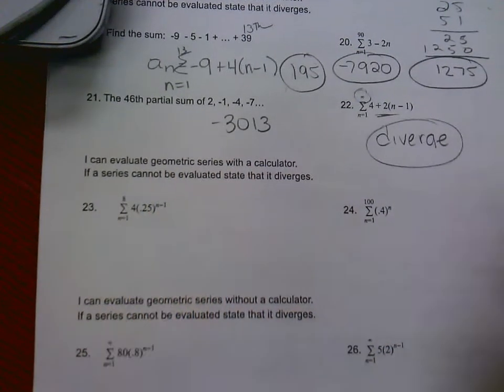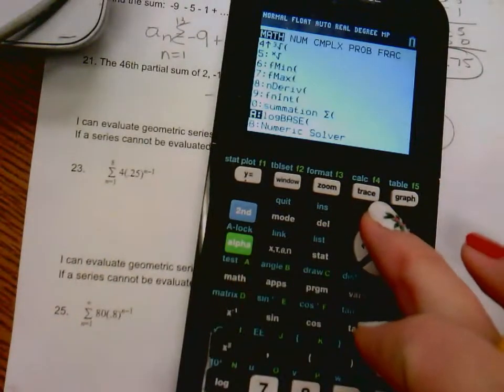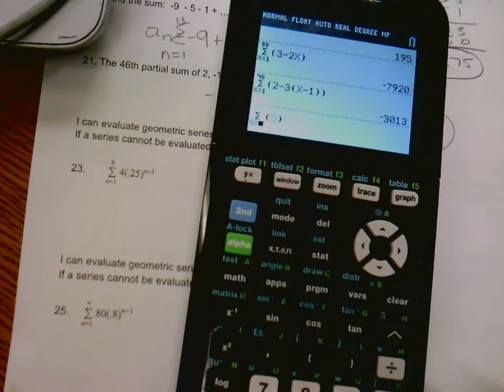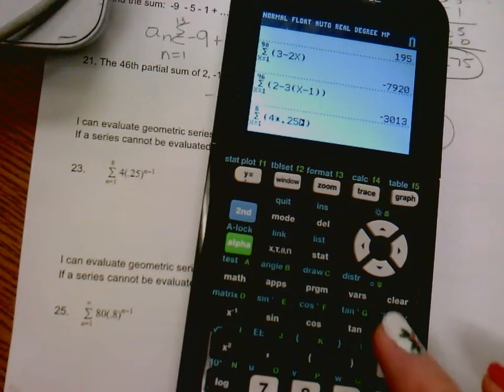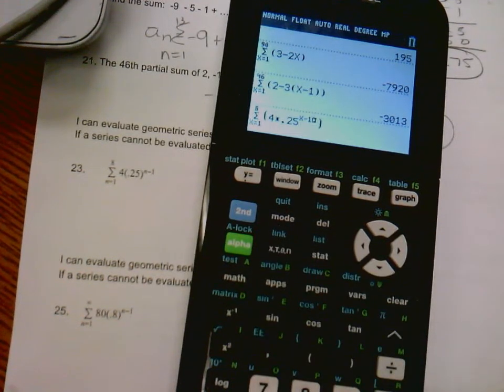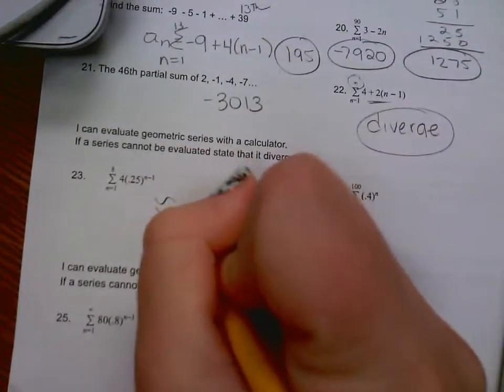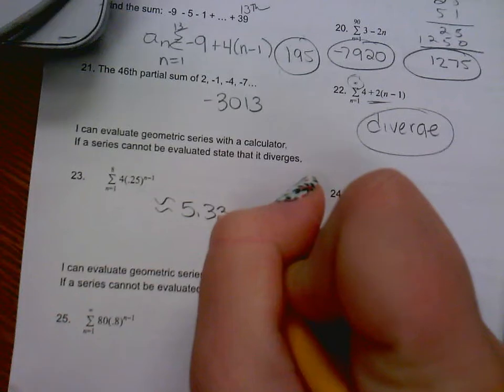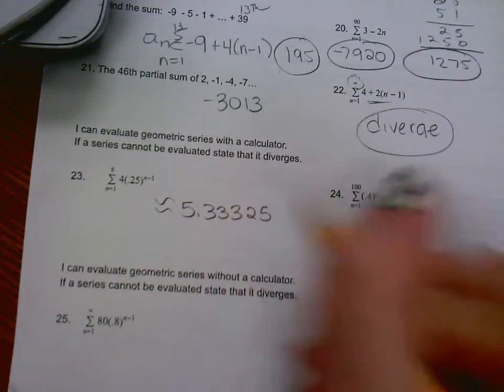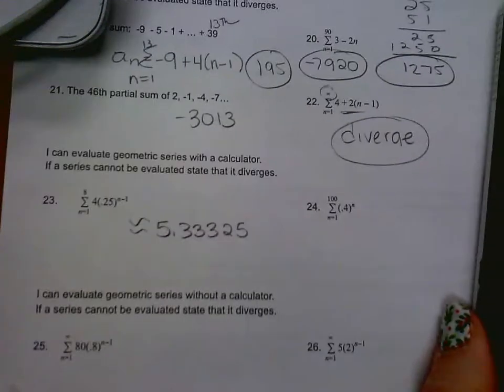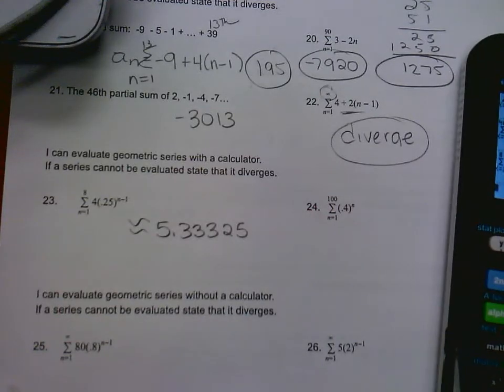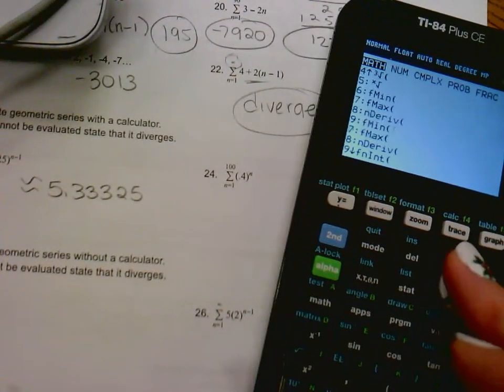I can evaluate geometric series with a calculator. So I'm going from 1 to 8, math summation, n goes from 1 to 8 of 4 times 0.25 raised to the n minus 1. 5.3325. The next one, I'm doing the 100th partial sum.